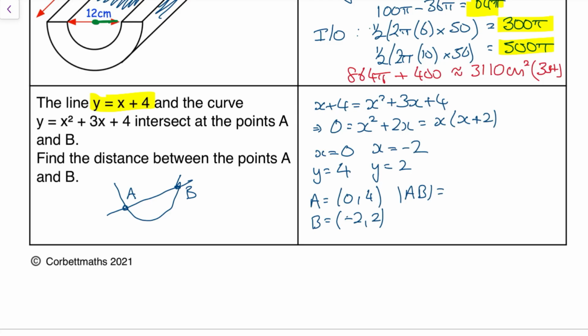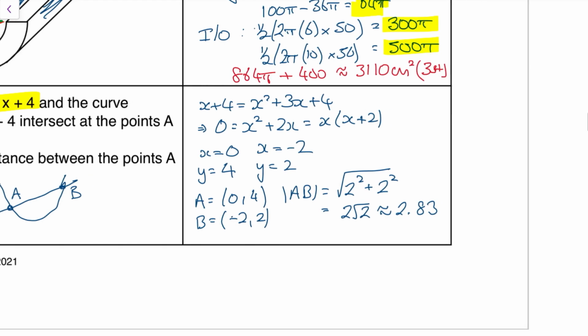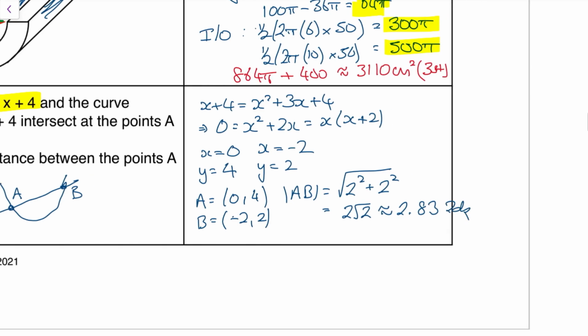So the distance is going to be, well, the distance between 0 and minus 2 is 2, squared, Pythagoras. The distance between 4 and 2 is 2, squared, Pythagoras. 2 squared plus 2 squared is 4 plus 4, so it's the square root of 8, which is 2 root 2, which is approximately 2.82427, etc. So I'm going to say approximately 2.83, and that is to 2 decimal places.